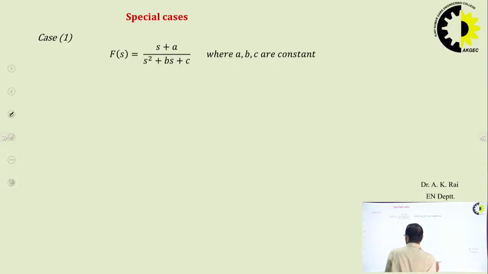Then there are some special cases. Suppose F(s) is given in this format, (s plus a) divided by (s square plus bs plus c), where a, b, c are all constants. If the given F(s) is in this format, straight away we can check whether this is a PRF or not. How will we do it? Check whether a, b, c are greater than or equal to 0 or not, and second, b should be greater than or equal to a. If these two conditions are satisfied, then the function given in this format is a PRF.